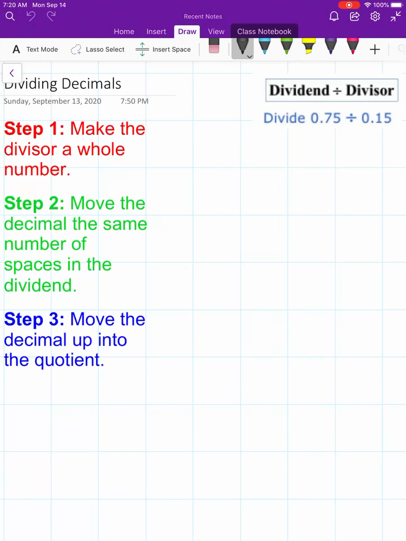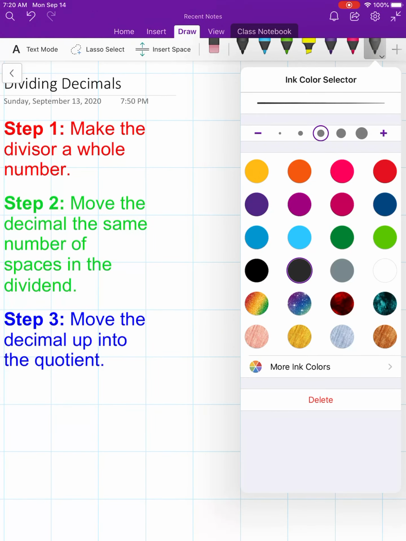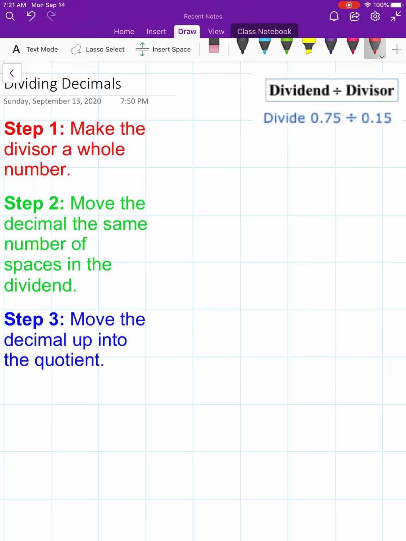For dividing decimals, which is our last decimal operation, we need to first go ahead and set this up. Here we have the dividend and the divisor. I'm going to make sure to color code this. So we have the divisor and the dividend. Okay. And I'm going to set it up as division.